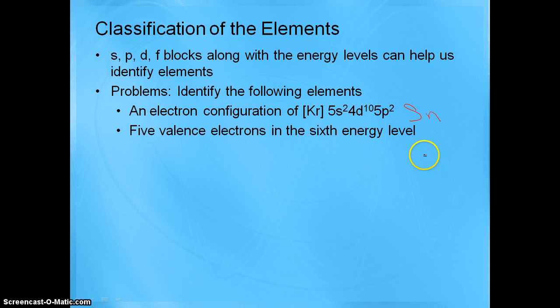Now I have to figure out what period I'm in, which is the energy level. If I'm in the 6th energy level, I count down 6 energy levels, 1 being the hydrogen and helium. 1, 2, 3, 4, 5, 6. Down here at the 6th energy level, I find out that I am Bi, bismuth. All I have to do is write the symbol down. So these are pretty easy using your periodic table.